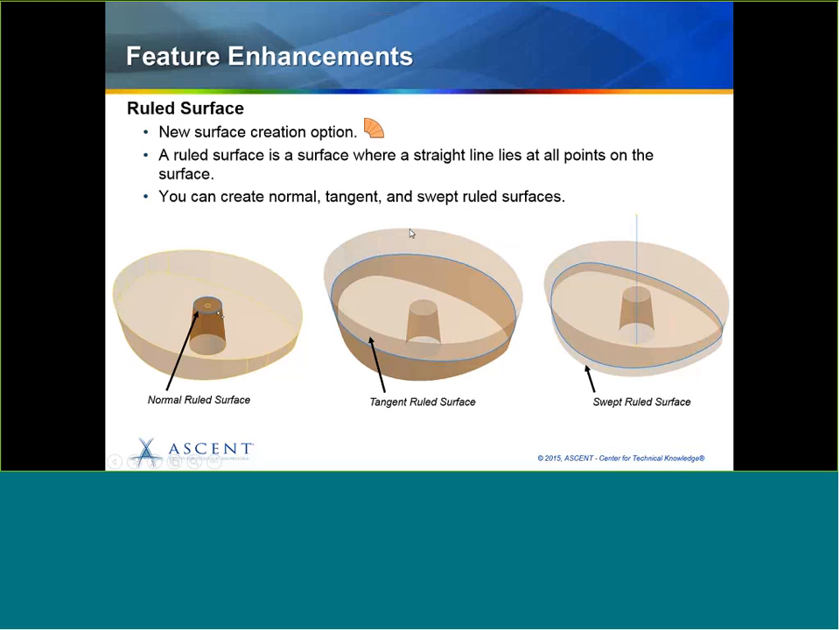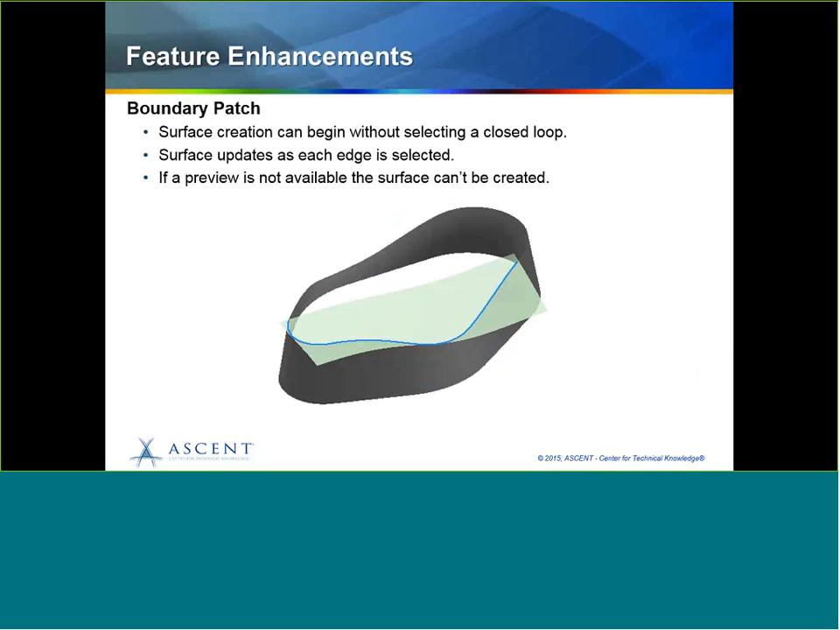And then the third one is a swept ruled surface. This one's a bit harder to see, but when we get into the demonstration, it'll be a little more obvious. This swept ruled surface is right down here on the bottom. And it's a little bit different than the other two in that it requires a different selection set. It requires a curve as well as a direction vector. So we'll get into that when we show the demonstration.